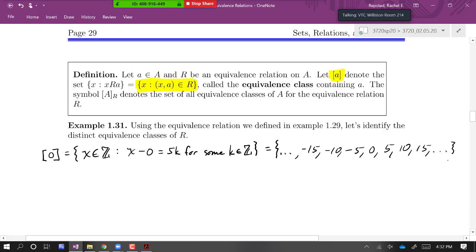There's the equivalence class of 0. If we pick a different integer, let's say 1, this is the set of all x that are related to 1 under this relation. So what that means is it's the set of all x such that x minus 1 is a multiple of 5.